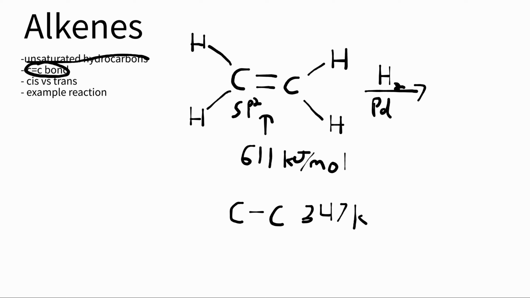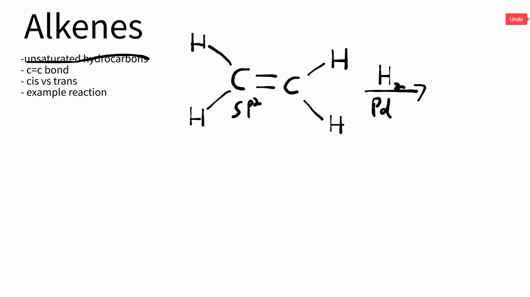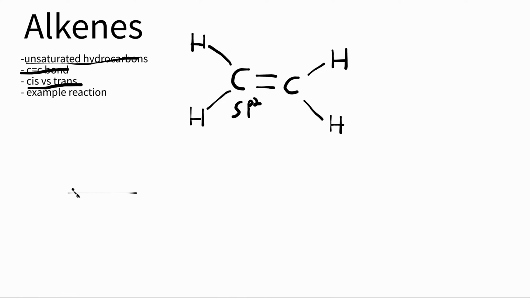So let's go back here. We know we have sp2. Let's go back to this. We talked about unsaturation. We talked about this double bond and why it's important to us and how it's more reactive than an alkane. Let's talk about cis versus trans. This is a topic you will cover in organic chemistry. So this, and let's say I have this. Cis versus trans.